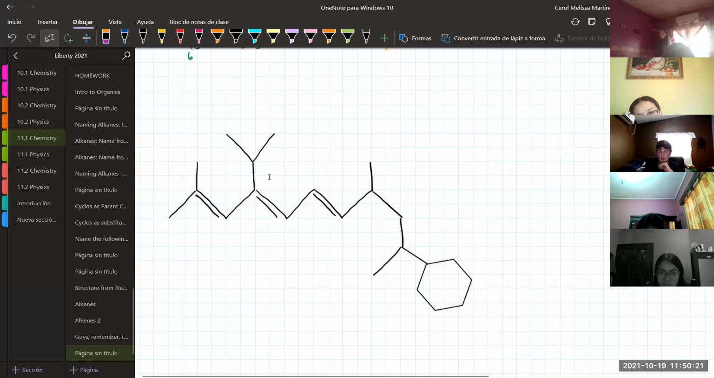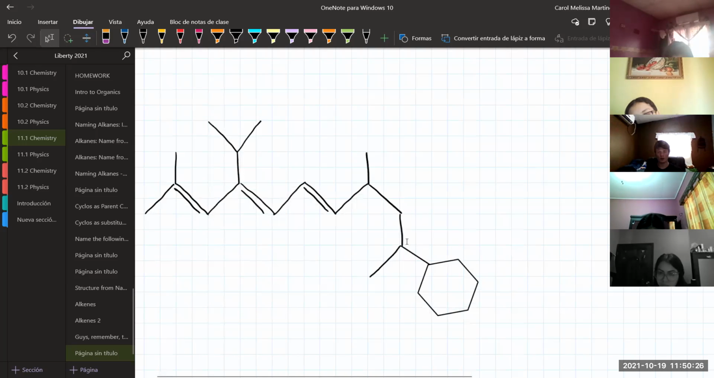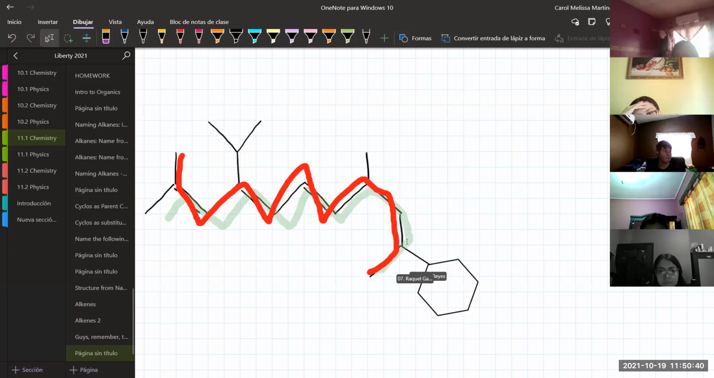How can we name this particular structure? What is going to be the parent chain? Can you draw it on the whiteboard? Anyone who wants to participate? That is correct. How many carbons do you find in this parent chain?